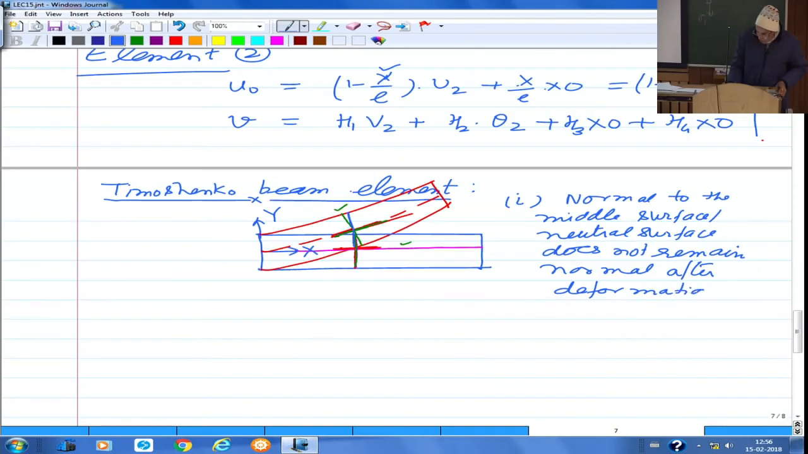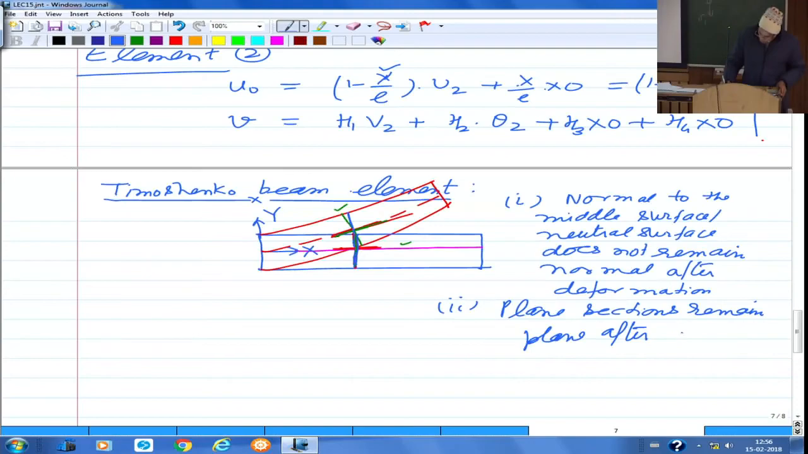Of course, the second assumption is still that this line, which is initially straight, remains straight after the deformed configuration. So the second thing is that plane sections remain plane. This was there in the Euler-Bernoulli beam theory also. So plane sections remain plane after deformation. So these are the two assumptions, and I stop here. We'll continue in the next class further onto the formulation of the Timoshenko beam finite element.